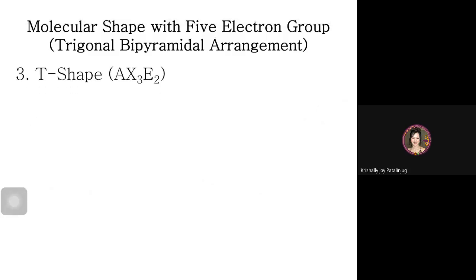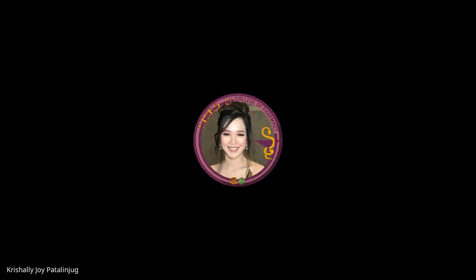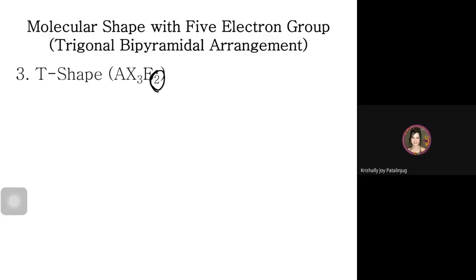When there are two lone pairs, they occupy the equatorial positions, and that gives rise to a T shape. Letter T.